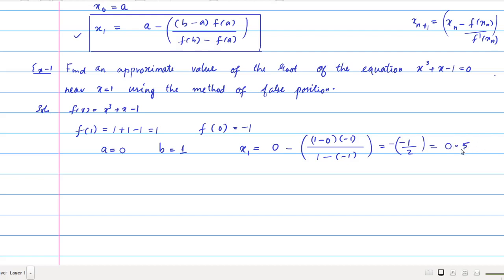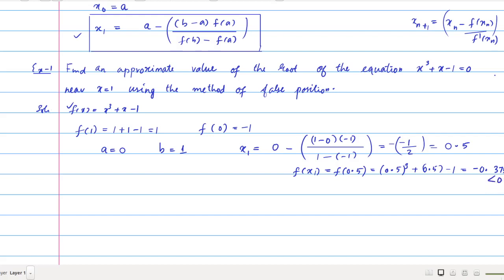So immediately after finding this x1, you evaluate f of x1. Then only we can set the values of a and b in the other iteration. So what is x1? f of x1 is obtained by f of 0.5. That is 0.5 whole cube. So from this expression we can evaluate f of 0.5 plus 0.5 minus 1. So this is minus 0.375, which is less than 0.